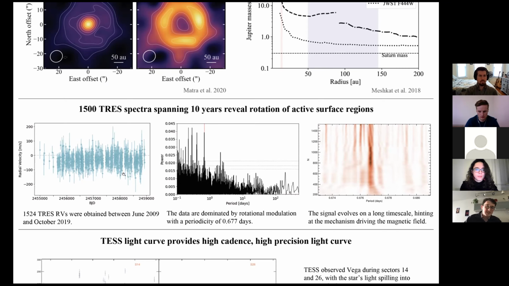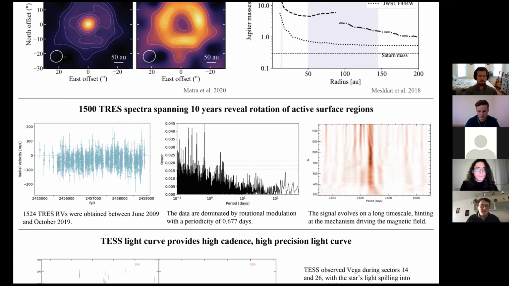When beginning analysis of this data, we immediately see that it's dominated by a signal at 2/3 of a day, which is shown here in red in our periodogram, along with a lot of other peaks that actually correspond to the harmonics and aliases of this signal. And the signal happens to be synced with the star's rotation period, which isn't necessarily surprising because previous spectroscopic studies have detected Vega's rotational modulation.